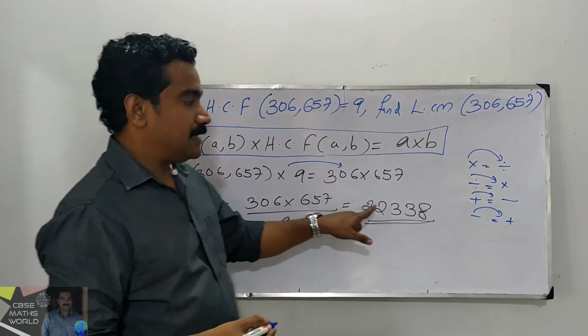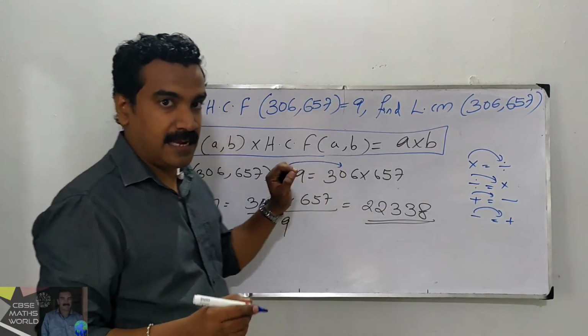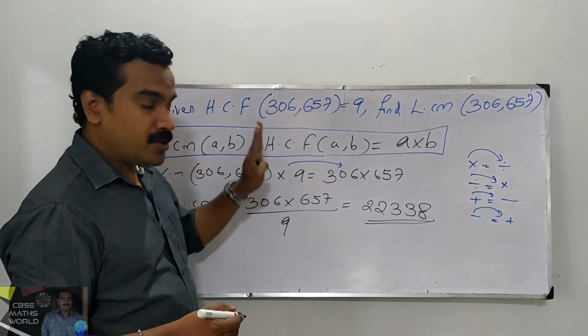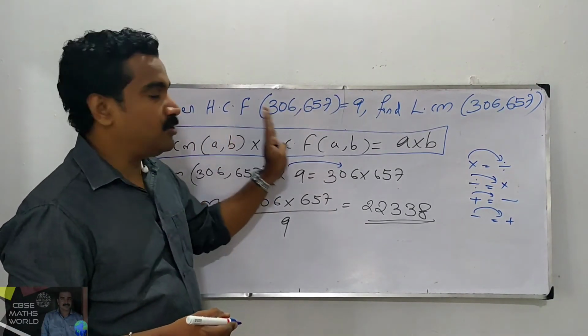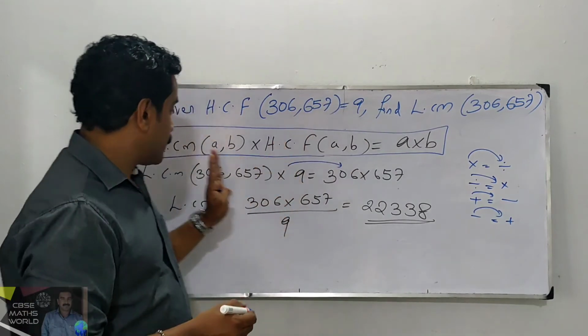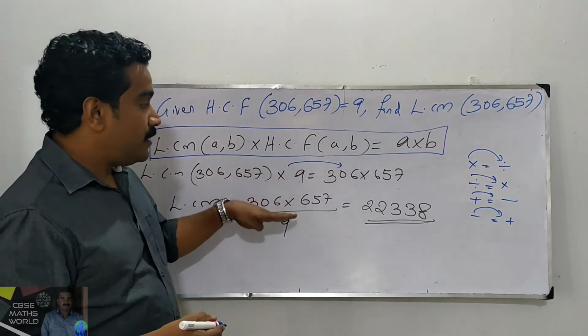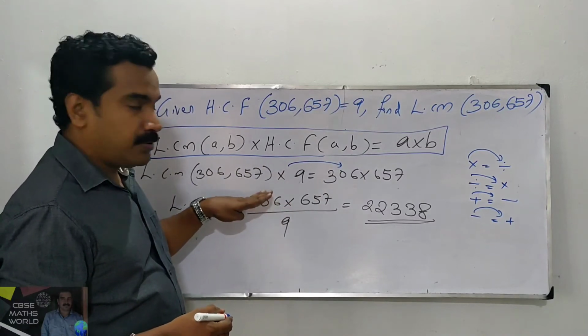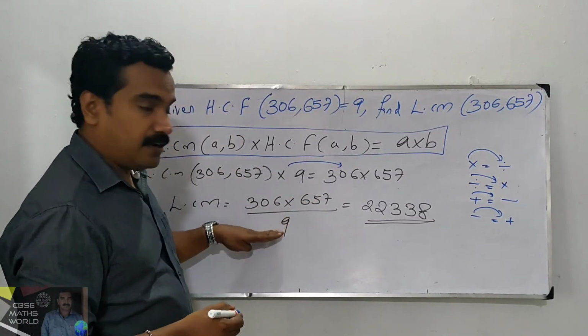So the answer is 223338. Once again, LCM is not given, HCF is given. We want to find the LCM. So the method we are using: LCM into HCF is the product of the two numbers. So to get LCM, divide the product of the two numbers by the HCF. So the product of the two numbers is 306 into 657 divided by 9.